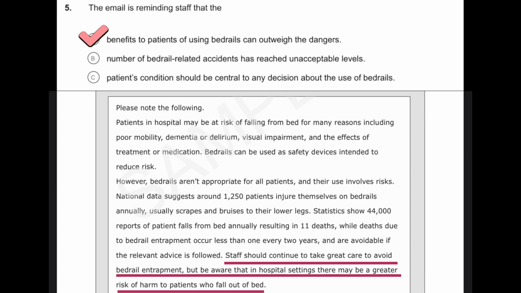Let's look at letter B. Number of bed rail related accidents has reached unacceptable levels. So as we've read here, statistics show 44,000 reports of patient falls from bed annually, while deaths due to bed rail entrapment occur less than 1 every 2 years. So letter B is incorrect. Then letter C, patient's condition should be central to any decision about the use of bed rails. So this one has not been mentioned at all in the extract, so we can cross that off.